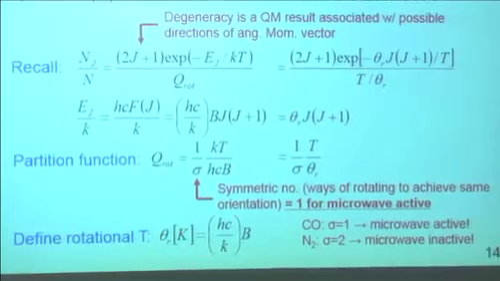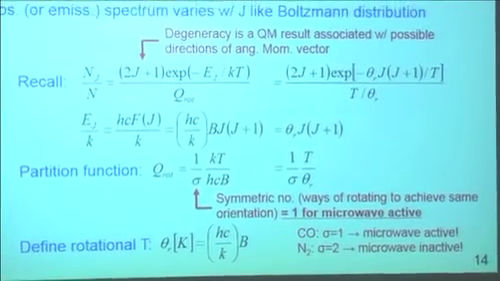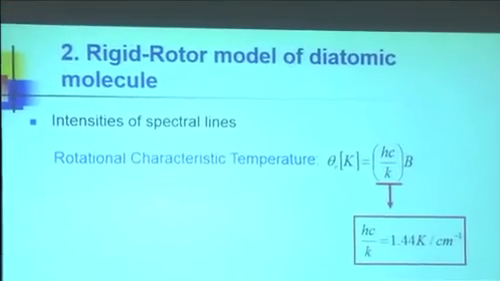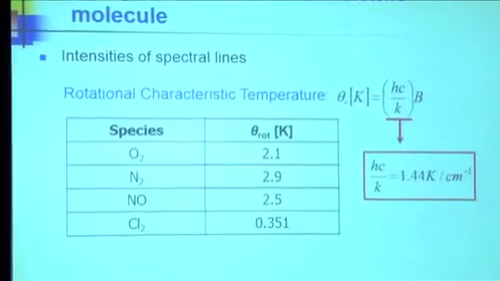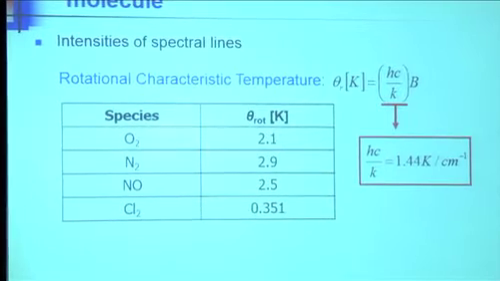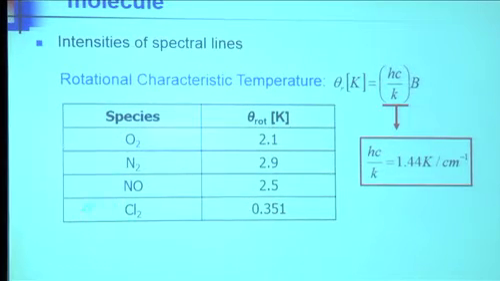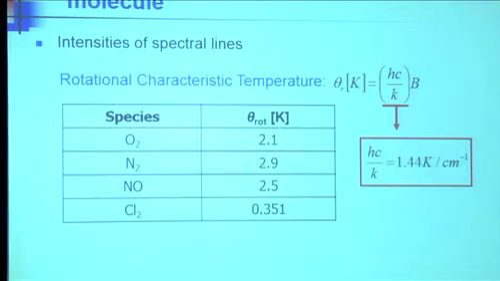And here's my definition of this. So this hc over k is 1.44 kelvins per wave number. So here are some numbers for some species that you might care about. N2 and CO are about the same. They're around 2.9, which means B is around 1.45 or so. But you'll notice that there's some difference between O2 and N2. NO is in between, naturally. So what does that mean?